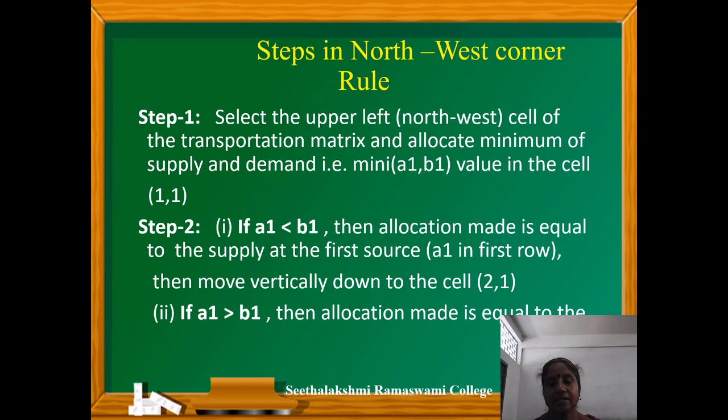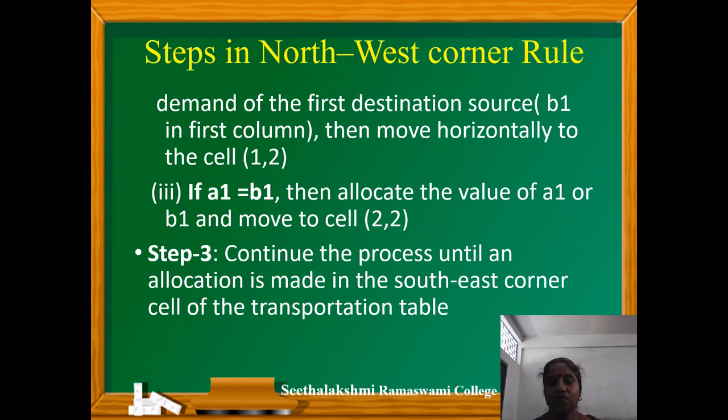And suppose A1 is greater than B1, then allocation is made in the cell 1, 2 for the remaining value. And if both the supply and demand are equal, in that case, either we can allocate A1 or B1 and move to the next cell 2, 2. So in step 3, we have to continue this process until all the rim requirements are satisfied, and also an allocation is made in the southeast corner cell of the transportation table. So this is the algorithm of northwest corner rule method.